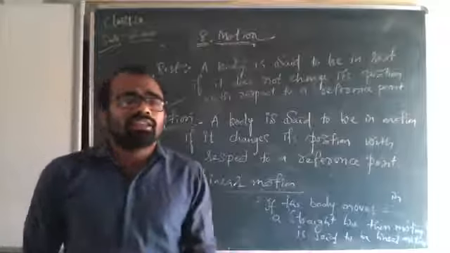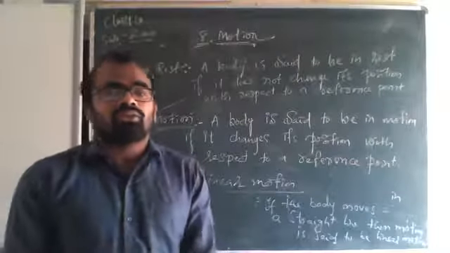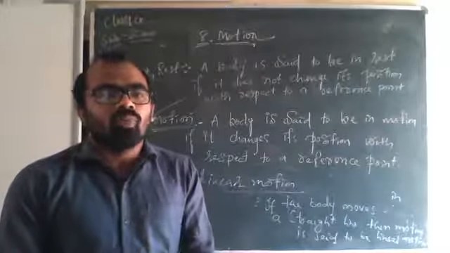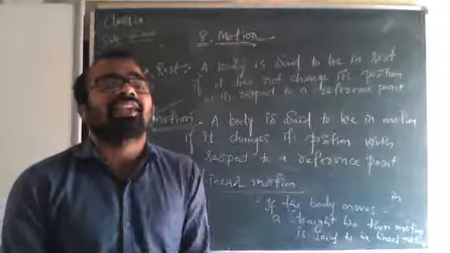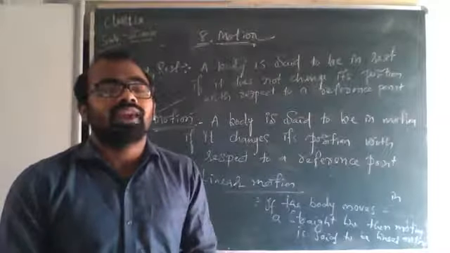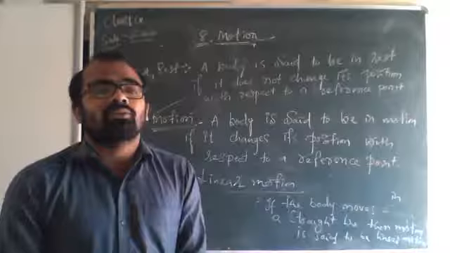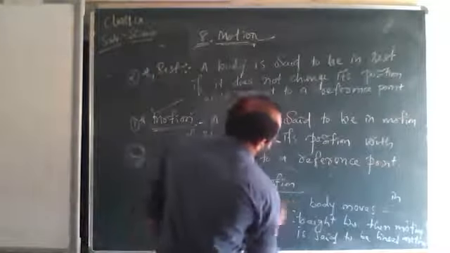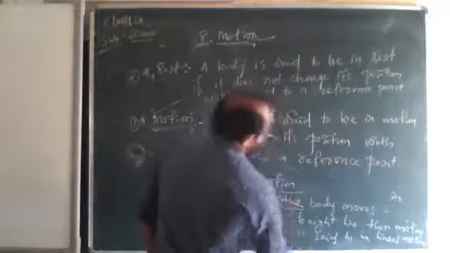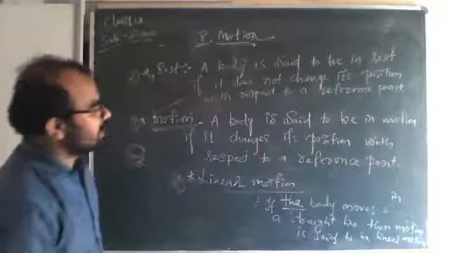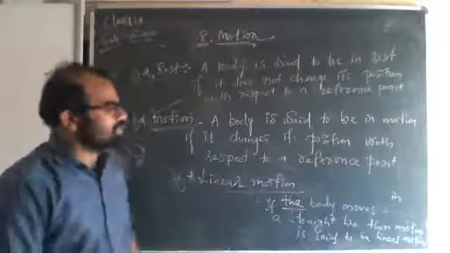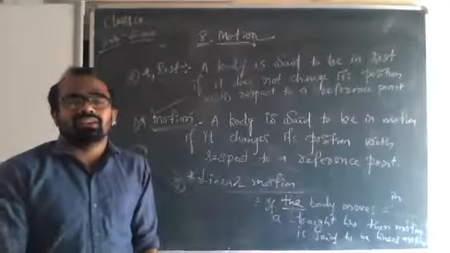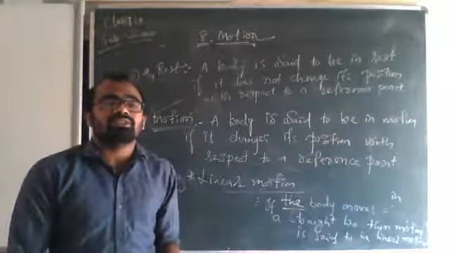Linear motion means if a body moves in a straight line, then we have to say that the body is in linear motion. If the body moves in a straight line, then the motion is said to be linear motion. So these things you have to remember.